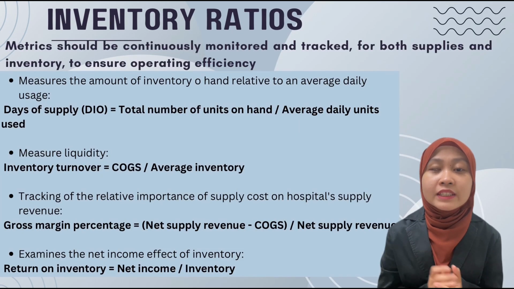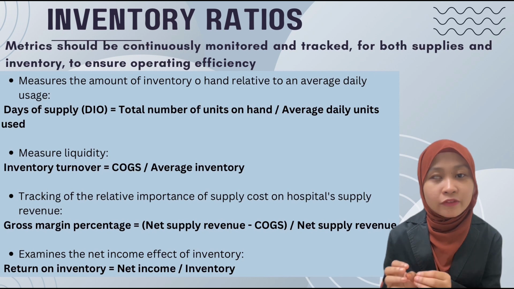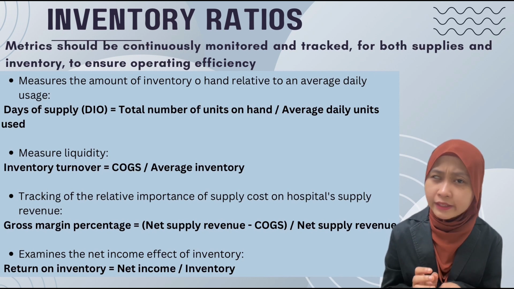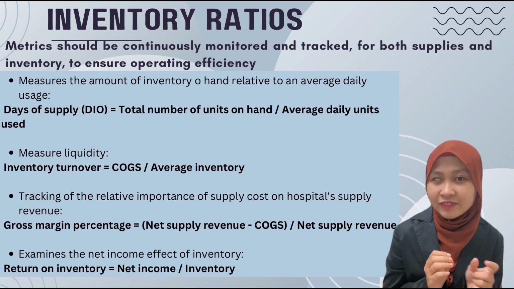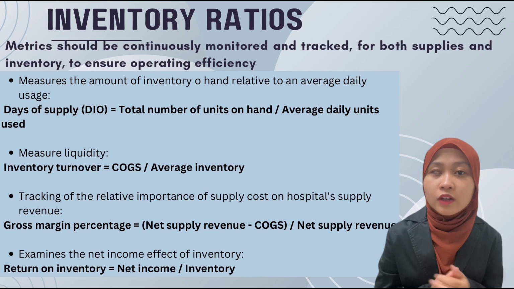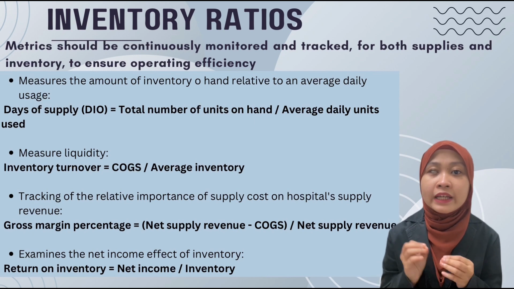Inventory ratio helps the company know how many times a certain company has to replace or sell the stock within a time frame. The metric should be continuously monitored and tracked for both supplies and inventory to ensure operating efficiency. One of the key ratios used in hospitals is days of supply, or DIO.